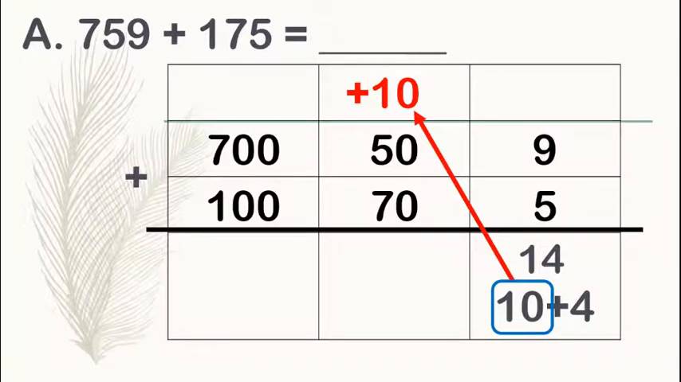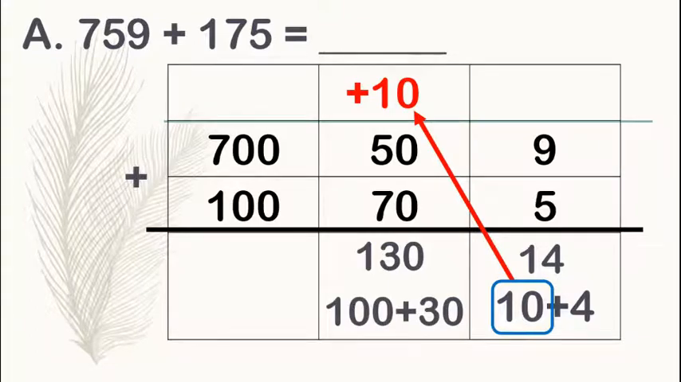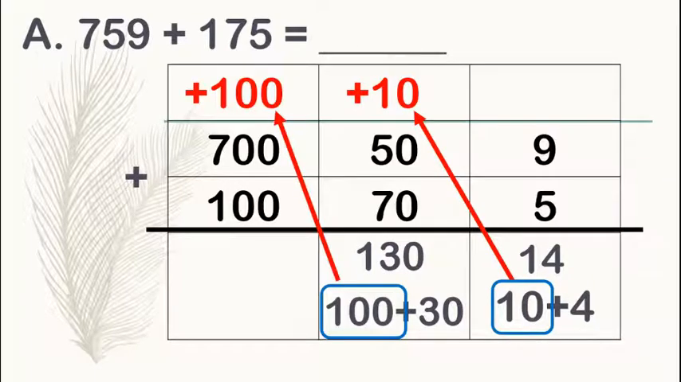Now we proceed to our tens. 10 plus 50, that is 60. 60 plus 70, that is equal to 130. Now, in your tens, you cannot put a 3-digit number. So you need to separate our hundreds and tens. So we got 100 plus 30. So our 100 will be moved to our hundreds. Plus 100.